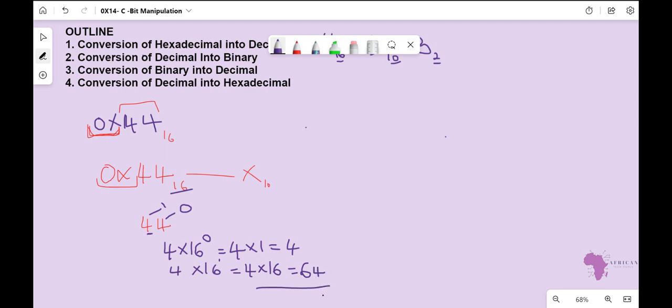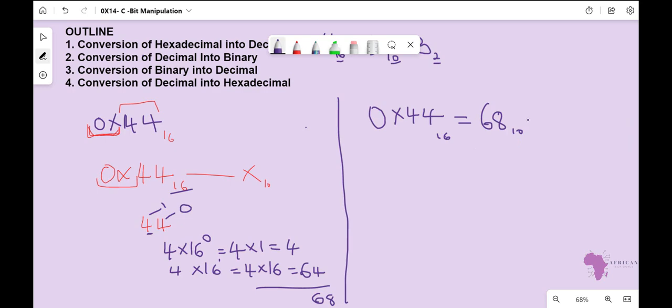So when you get the total, it is 68. That is enough to tell us that what we are having here as 0x44 is equal to 68 in base 10. This is base 16. And that is, we have converted that. So at that point, we have converted a hexadecimal number into a decimal number.